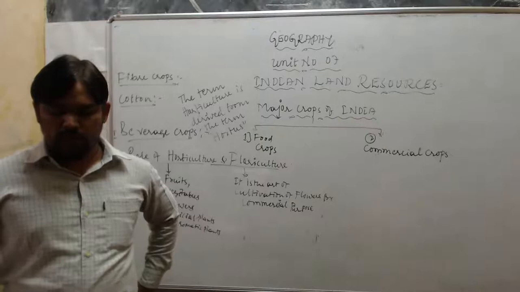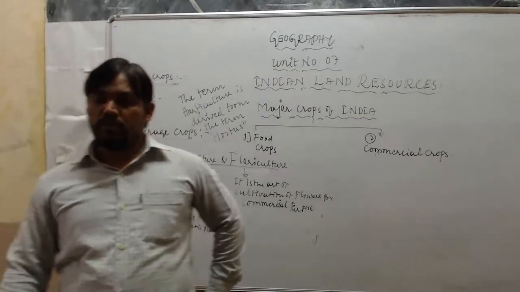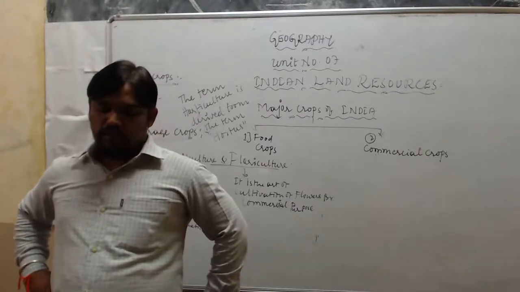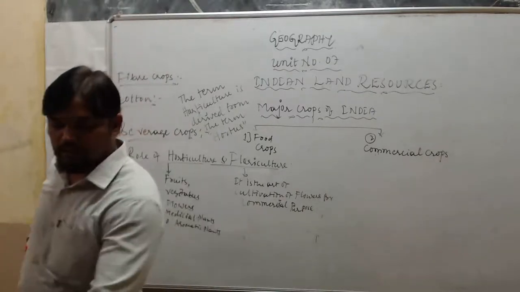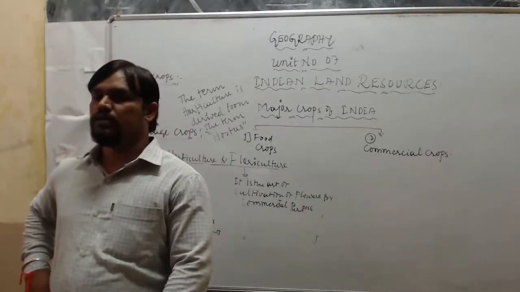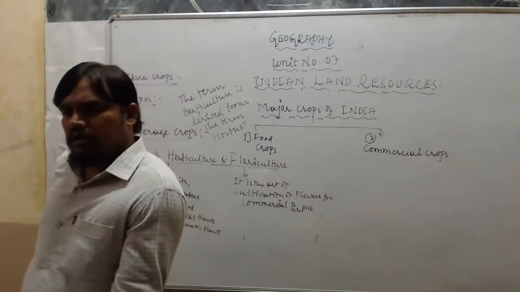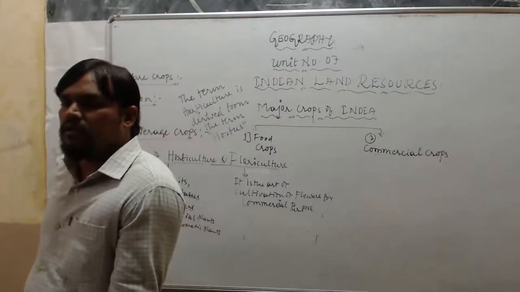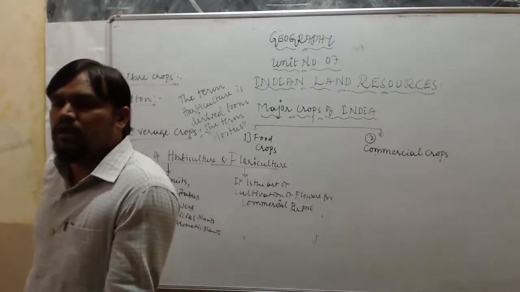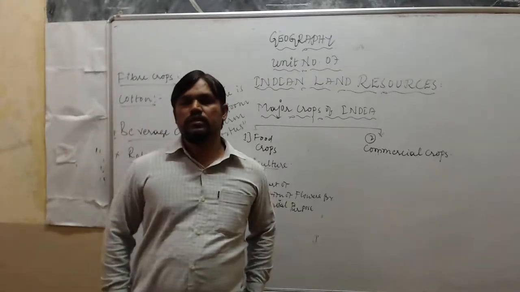Next one, the progress of the horticulture field is called a golden revolution. It's very important for one mark. What is golden revolution? The progress of the horticulture field is called a golden revolution. Or you can write like this: the excessive production of fruits, vegetables, flowers, medicinal and aromatic plants is called a golden revolution.